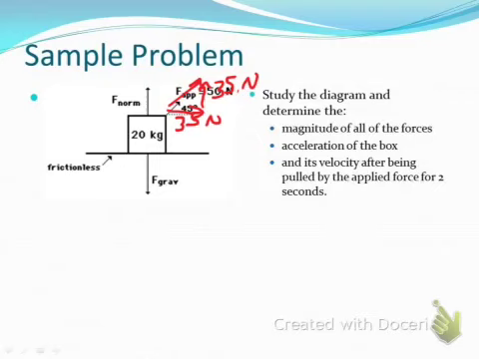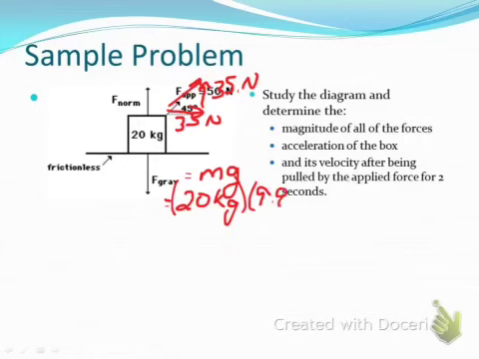Let's find our force due to gravity. Okay, we know that to find that, we're just going to take mass times our acceleration due to gravity, or 20 kilograms times 9.8 meters per second squared. When I solve for that, what I'm going to get is 196 newtons.